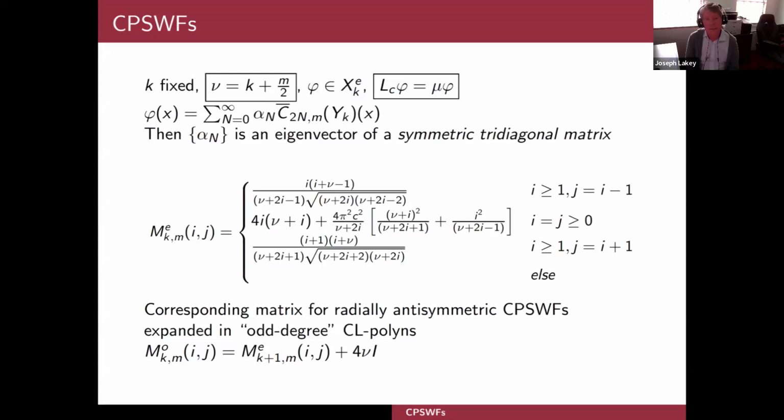And so to get the coefficients of the expansion of the Clifford prolates, you can just take the discrete eigenvectors of this matrix. This is for what I'm going to call the even order prolates, even though when I graph them, they don't necessarily look like they're even. And there's a similar matrix for what I'll call the odd order ones.